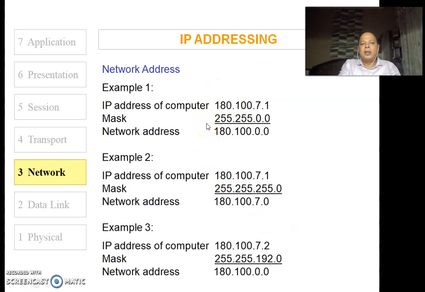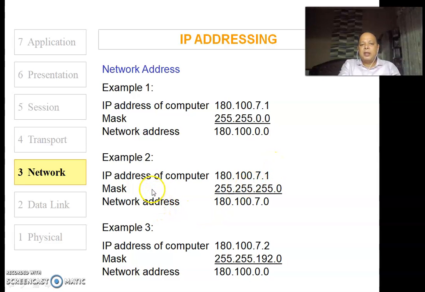Now how is the network addressing done basically? For any IP address of a computer, for instance, if the IP address of the node connected to the network is 180.100.7.1, then a mask is used. The mask is 255.255.0.0. If you do this masking operation, which is essentially the ANDing operation, then the network address you get is 180.100.0.0. Let's take the second example.